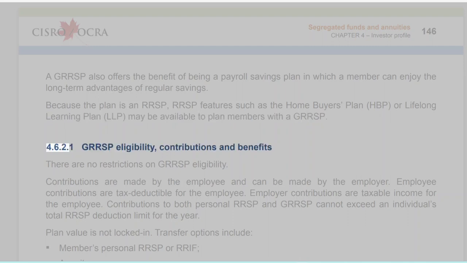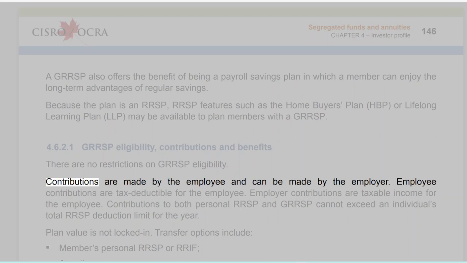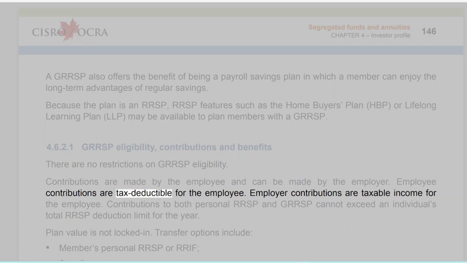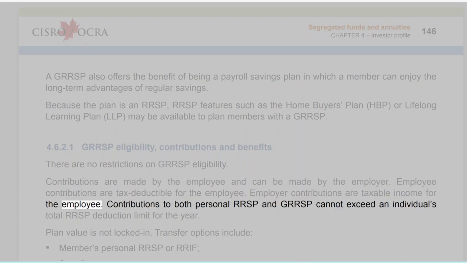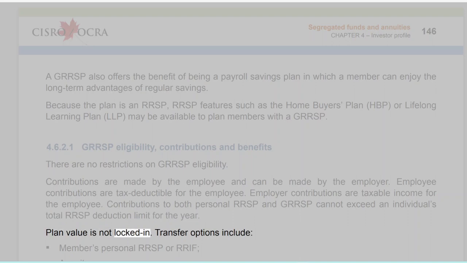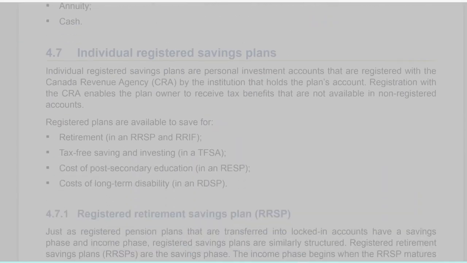For 4.6.2.1 GRRSP eligibility, contributions and benefits, there are no restrictions on GRRSP eligibility. Contributions are made by the employee and can be made by the employer. Employee contributions are tax deductible for the employee. Employer contributions are taxable income for the employee. Contributions to both personal RRSP and GRRSP cannot exceed an individual's total RRSP deduction limit for the year. Plan value is not locked in. Transfer options include members' personal RRSP or RRIF, annuity, or cash.